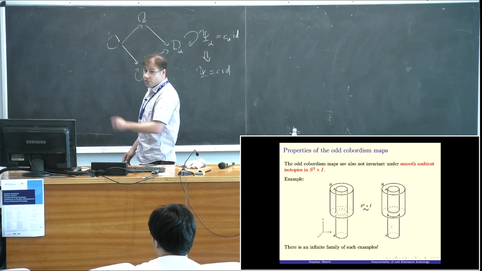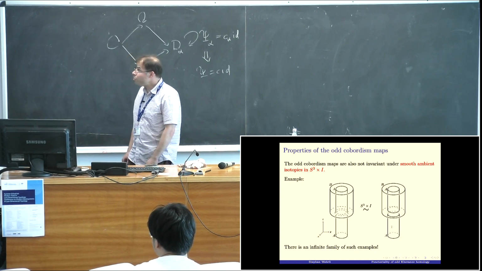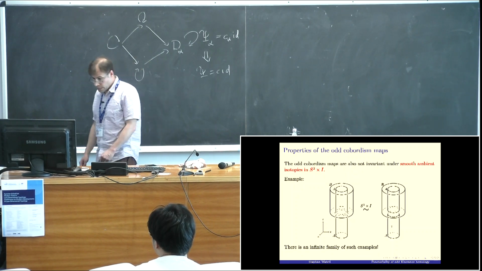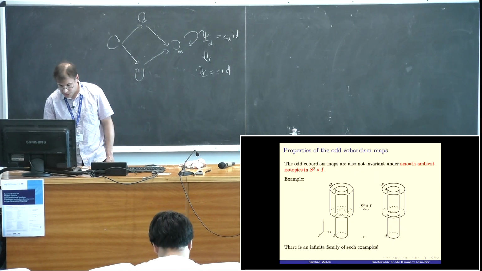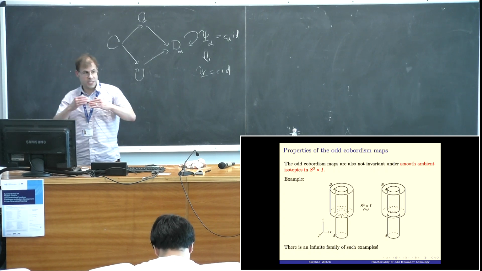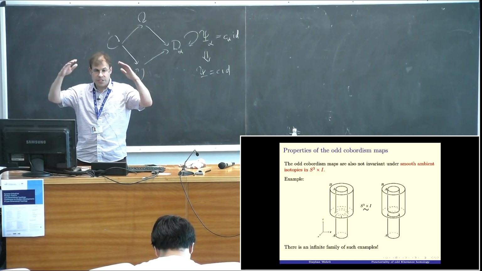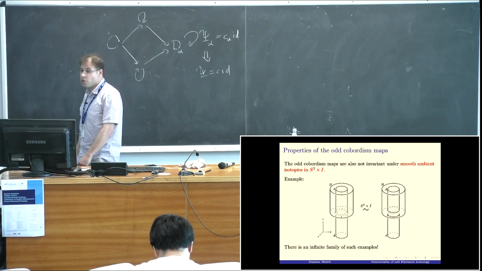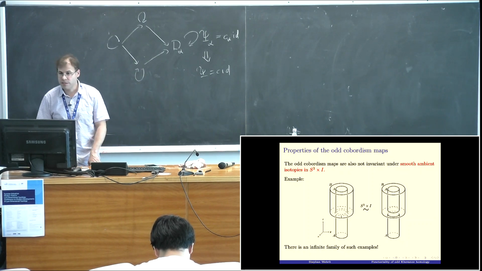And obviously, these two pictures are related by a ribbon move, but the cobordisms are also related by an ambient isotopy in S3 cross I, because what you can do is take the floor of this cup, and in S3 you can move it around to make it go on top of the tube. But it turns out that these two cobordisms induce different maps on odd Khovanov homology.